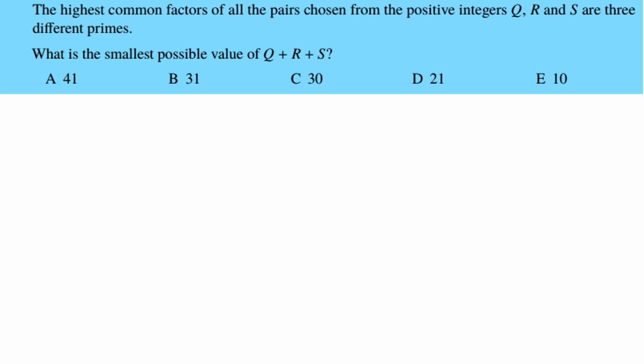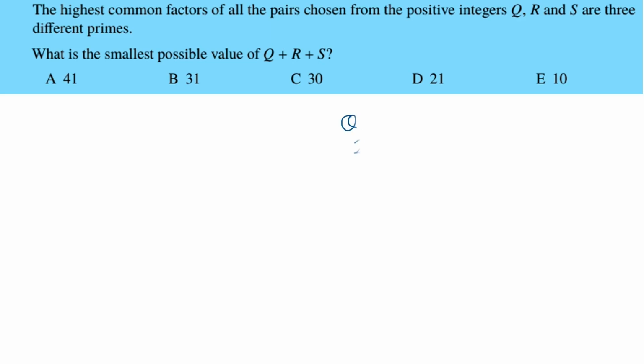Okay, so how did we do? So first of all, it's one of these questions, I mean, maybe you didn't, but I definitely had to read it twice, so what's going on? So we are pairing numbers that I don't know, but we do know they're positive integers, Q, R, and S, in three different pairs. So Q and R, Q and S, and R and S. And what we do know is the highest common factor of those three pairs are different primes.